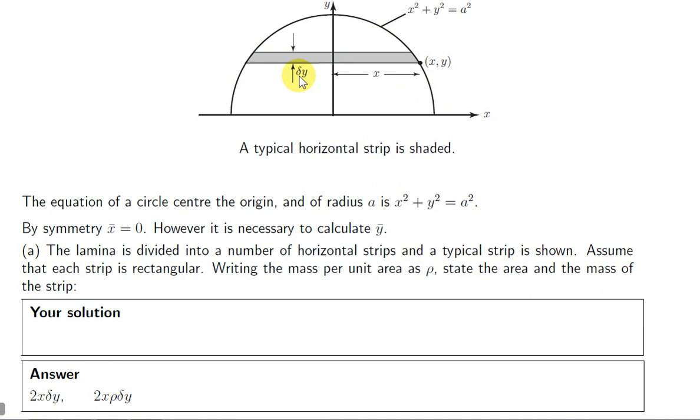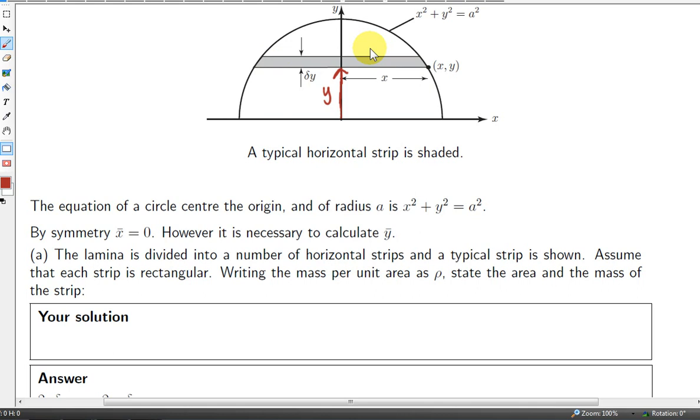Suppose rho is the mass per unit area of the semicircular lamina. Well, if we multiply the area of the strip by rho, we have the mass of this strip. To get the moment of this strip about the x-axis, we must multiply the mass of the strip by the perpendicular distance of it to the x-axis. That's y. That's the y value of this point here.